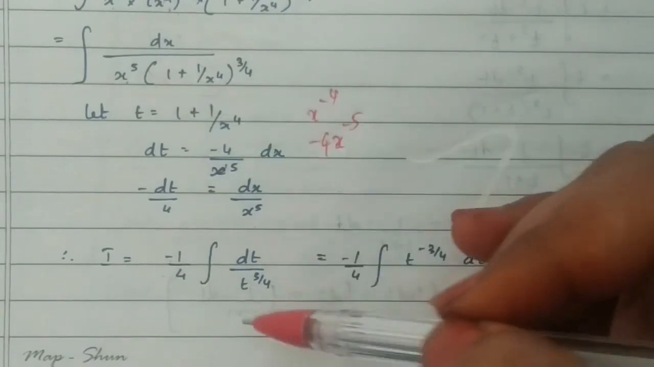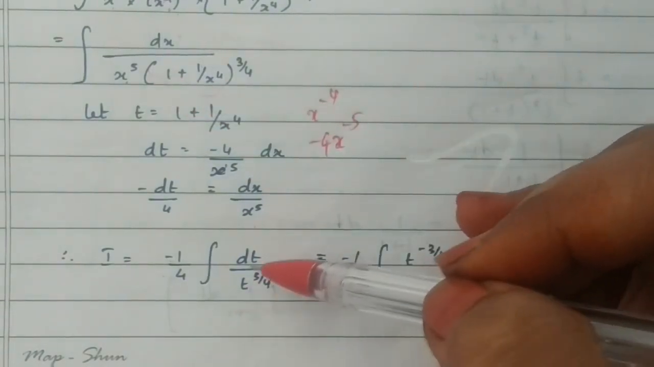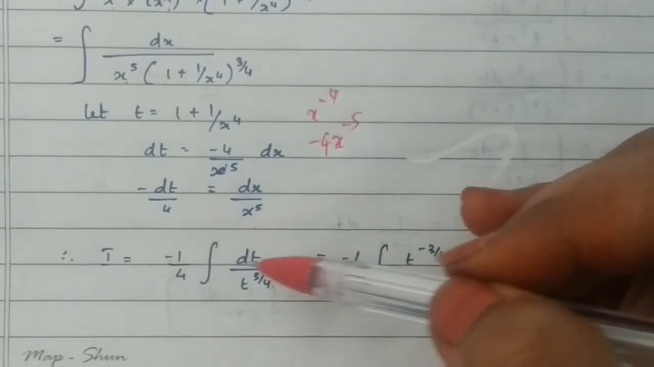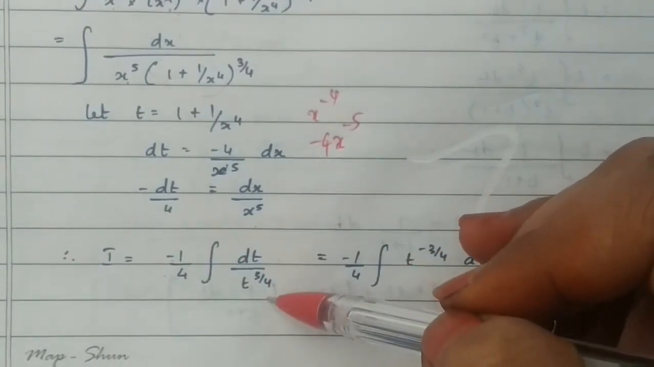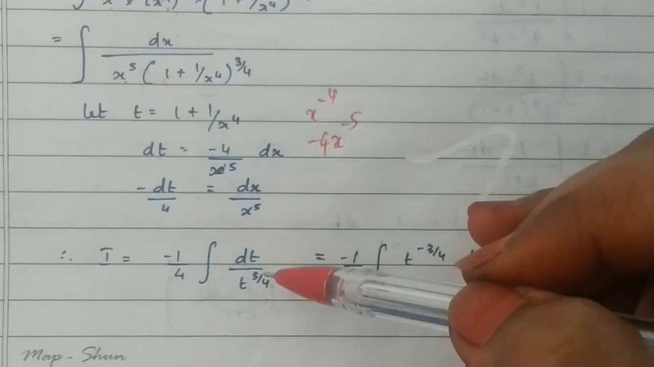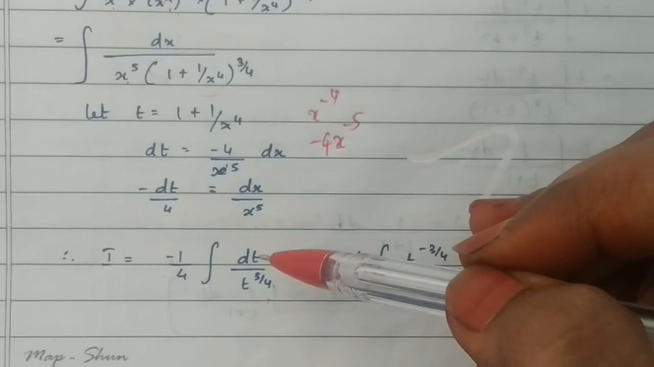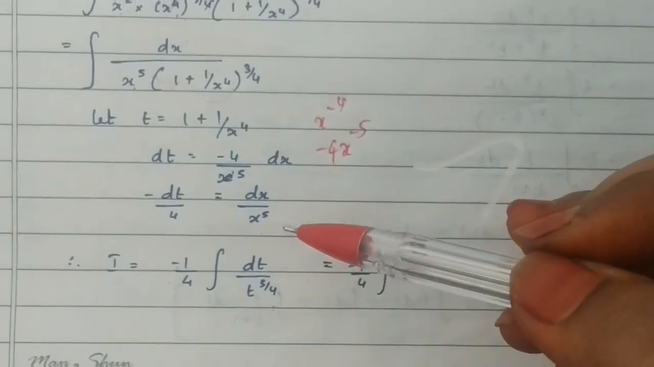Here this can be written as t power 3 by 4. Therefore the integral becomes I equal to minus 1 by 4 integral over dt divided by t power 3 by 4. When you take t power 3 by 4 to the numerator you will get t power minus 3 by 4. After that integrate. When you integrate you need to add 1 to the power.